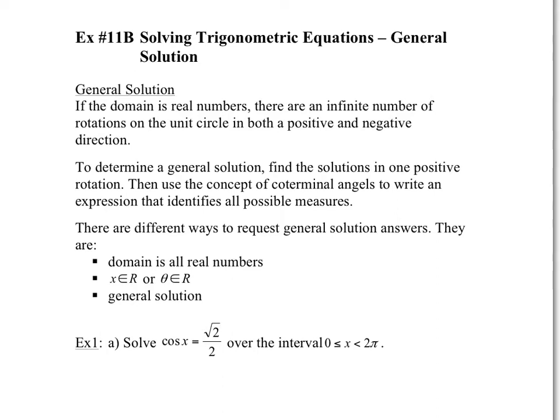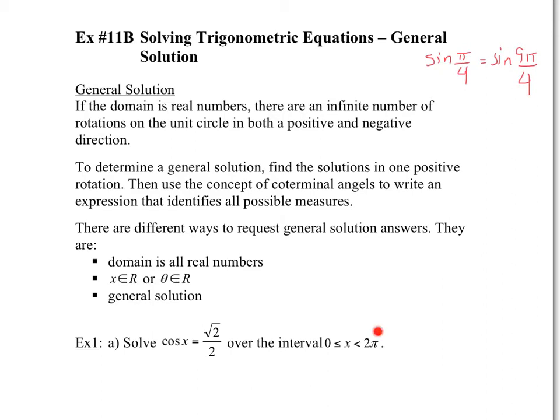So for example, sine of pi over 4 is equal to sine of 9 pi over 4. Those are two different angles that give you the exact same solution of square root of 2 over 2. There are an infinite amount of solutions because you can keep going around the unit circle and arrive at the same point every time, and that would give you the same value for sine. So if the domain is all the real numbers, there are an infinite amount of rotations.